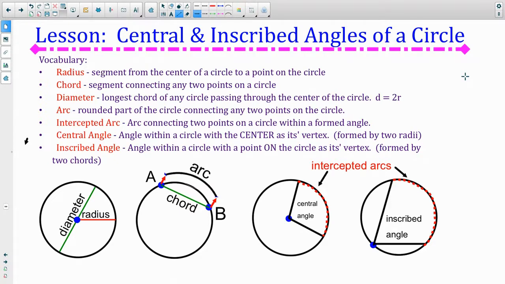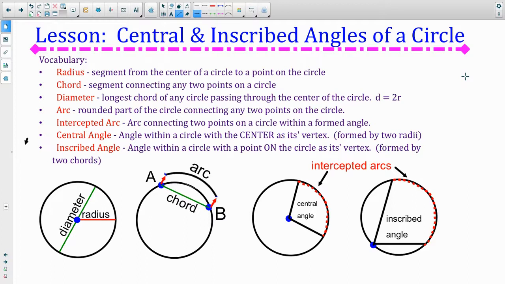Diameter: the longest chord of any circle, passing through the center of the circle. You could see in the first picture, there is a diameter. It starts and ends on the circle and goes through the center, thereby dividing the circle into 2 equal parts called semicircles. The little equation there is something that's always true. The diameter will always be equal to 2 radii.